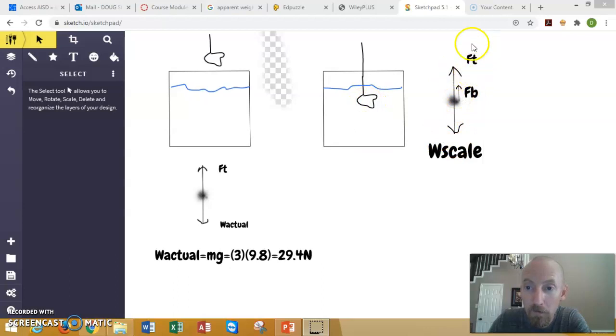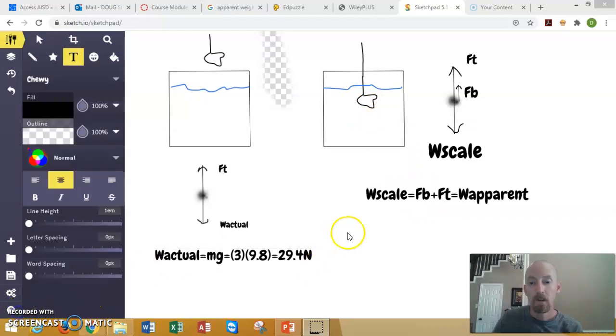There's an upward force, which is the tension force, because it's still attached to the string. But you have another force, which is the buoyant force, right? Because it's now in a fluid, so there's that upward push helping it. So you have these three forces. What's going on here? This downward force is being opposed by these two upward forces. So when you add those two up, you get this force, and I call this the weight reading on the scale.